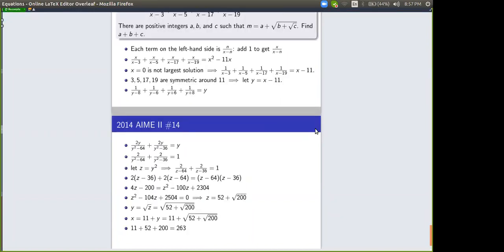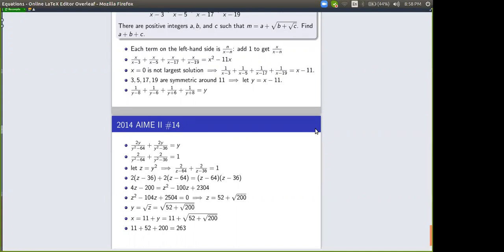What if x equals 11? Yeah, x equals 11 is a solution, but it's not the largest solution. We just want the largest solution. That's why we were careful to note that x equals 0 and y equals 0 were solutions, because when we divide by a variable, we can lose a solution if that variable happened to be 0.